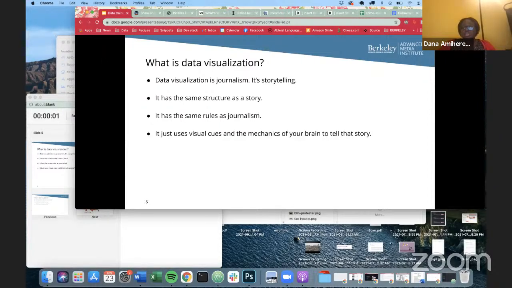We do the same thing in data visualization. The only difference is we do it using visual cues instead of words, but the same thinking is behind it. We use those cues to help your readers' brains understand that we're moving from this thing to this thing to this thing, but we're starting in kind of a hierarchy of importance. And we'll talk more about some of those visual cues later.